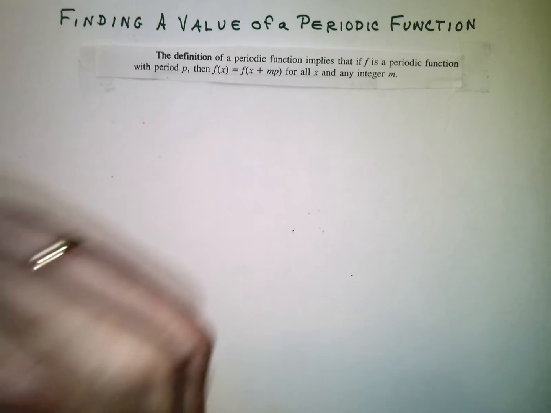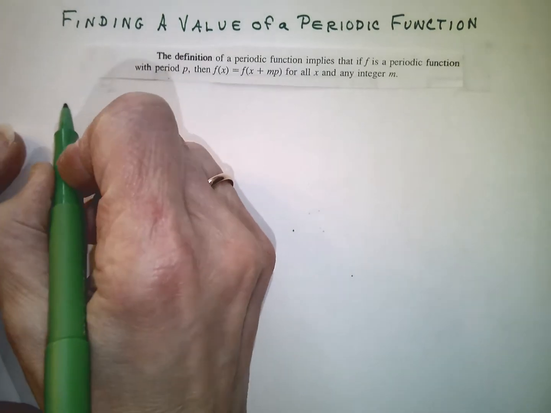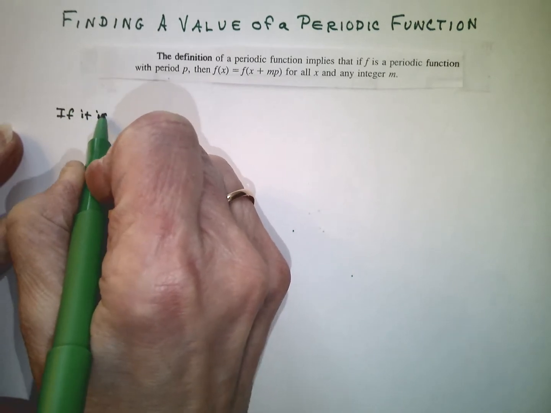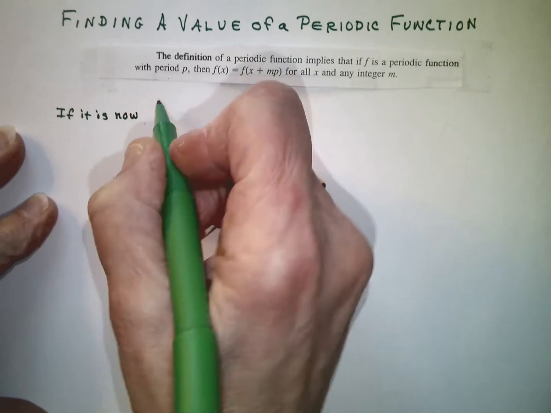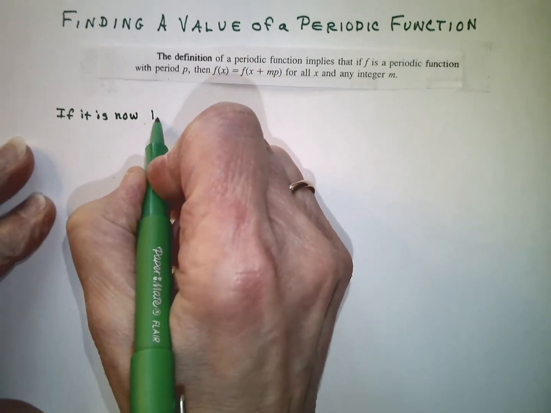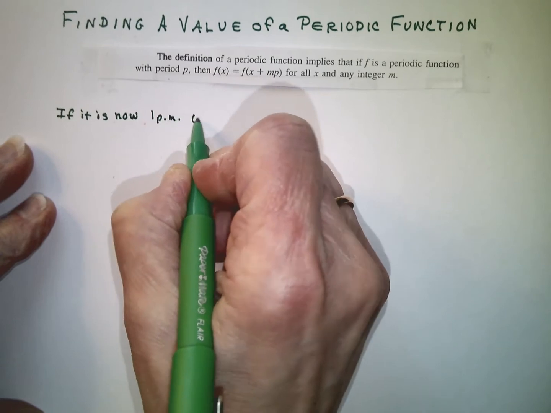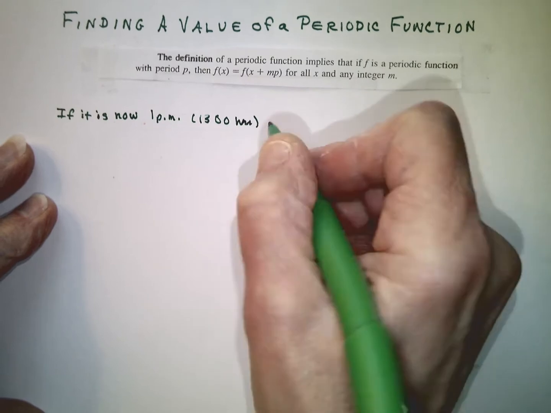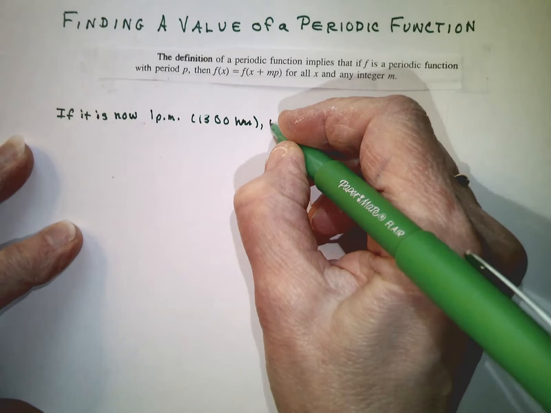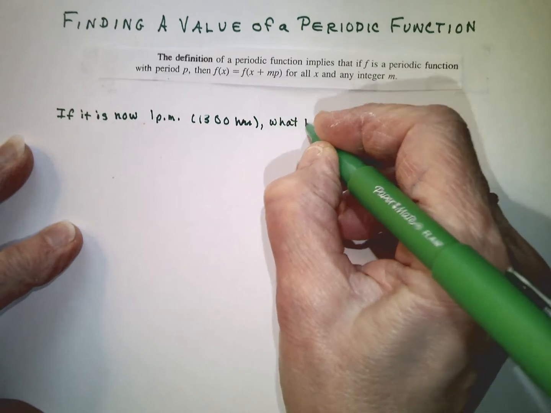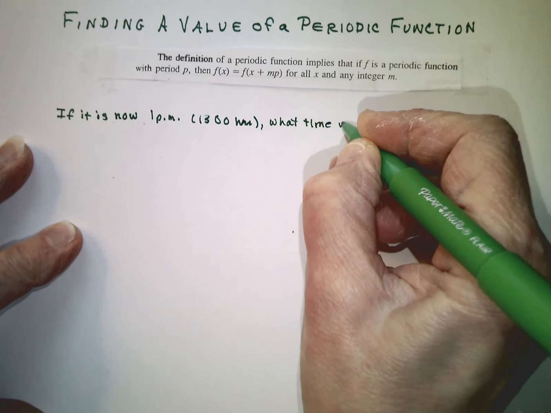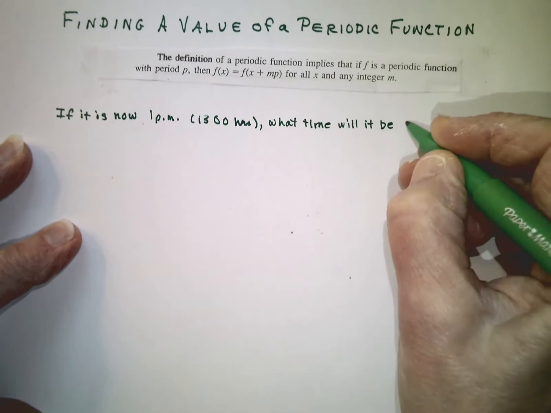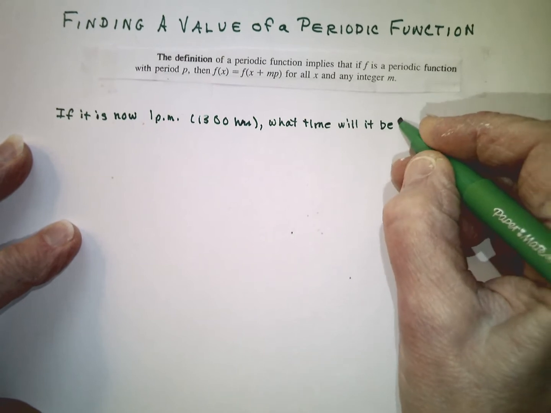So before we get to the official example, let's do something more down to earth. If it is now 1 p.m., 1300 hours in military time, what time will it be 100 hours from now? Let's make it 99.